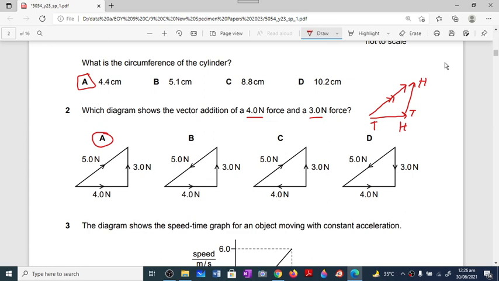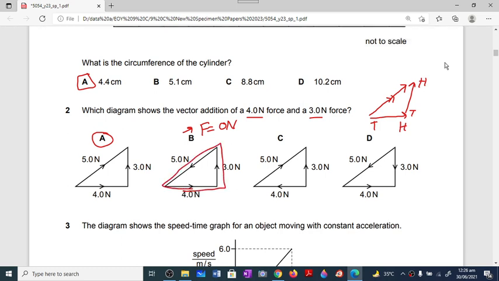While for option B, you have to remember that the resultant force is 0 Newton because it is making a closed triangle which is like this. So when the resultant force is in the opposite direction of the original direction of the resultant force, then the resultant force will be 0. So option A is the correct option.